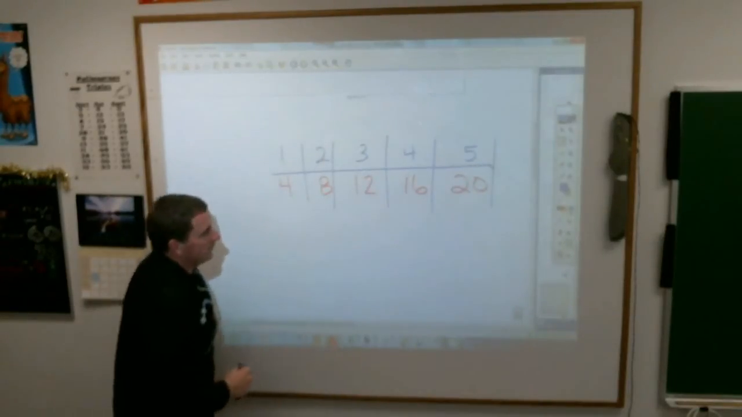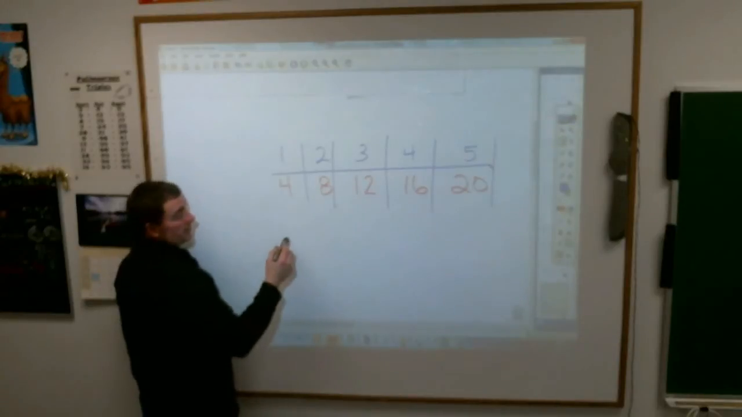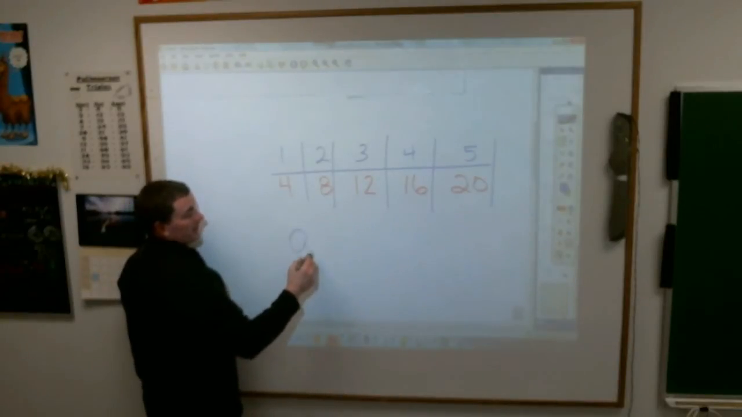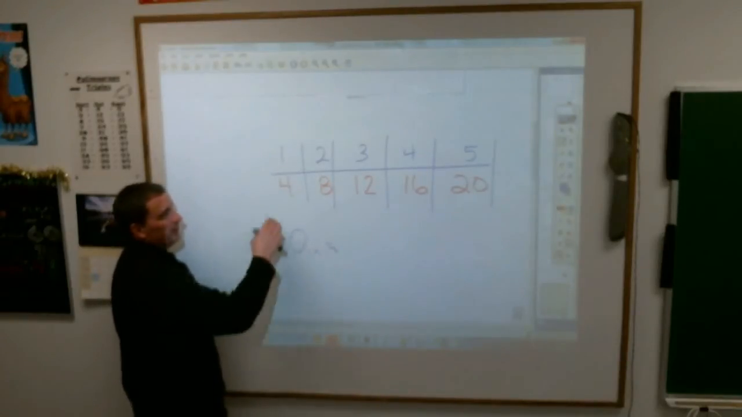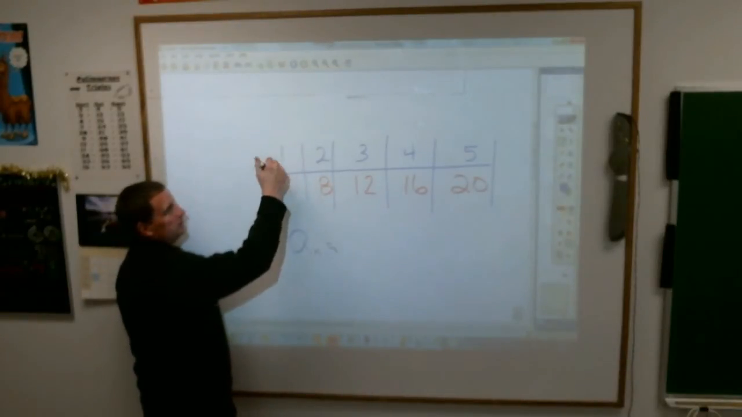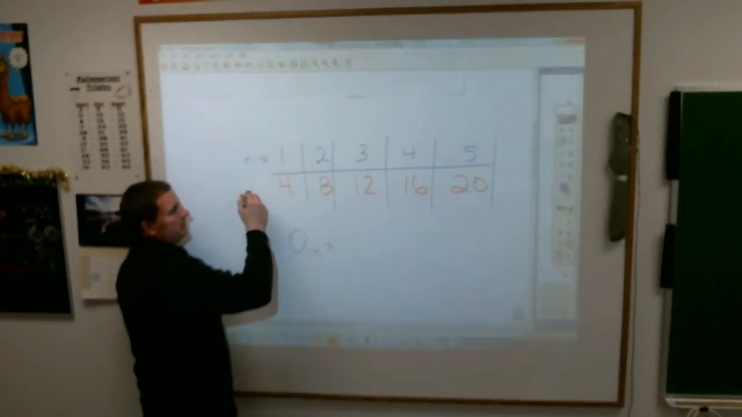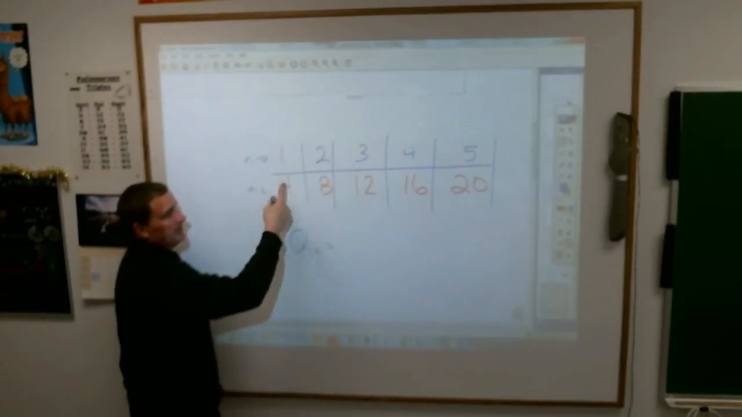Still looking at the same formula. What formula would I use if I wanted to find A to any term? What am I doing to the N to get the A? What do I do from this to get this? And it has to be the same for everything.